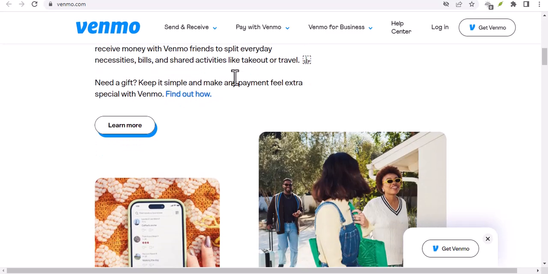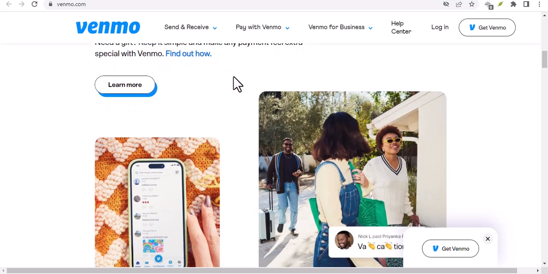Can Venmo reverse a payment? The short answer is, it depends. While Venmo doesn't have a straightforward reverse payment feature, there are a few scenarios where you might be able to get your money back.